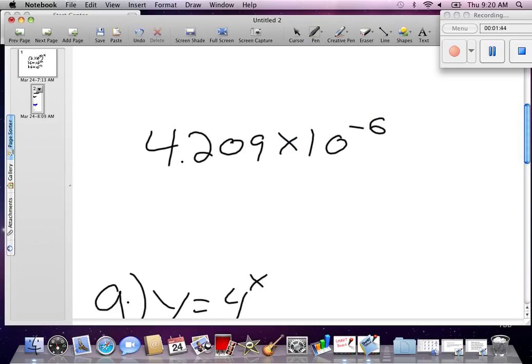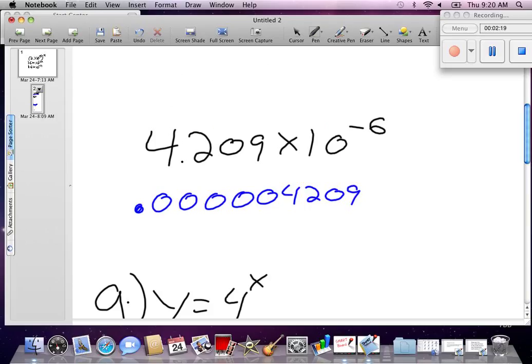If we've got 4.209 times 10 to the negative 6, this is number 8, and we need to write it in standard form. So we've got to move the decimal place over 6 places. So we go 1, 2, 3, 4, 5. Now, remember, I didn't put 6 zeros in front of it. I moved it over 5 places. Okay, I put 5 zeros, so I moved it over 6 places. 1, 2, 3, 4, 5, and 6.